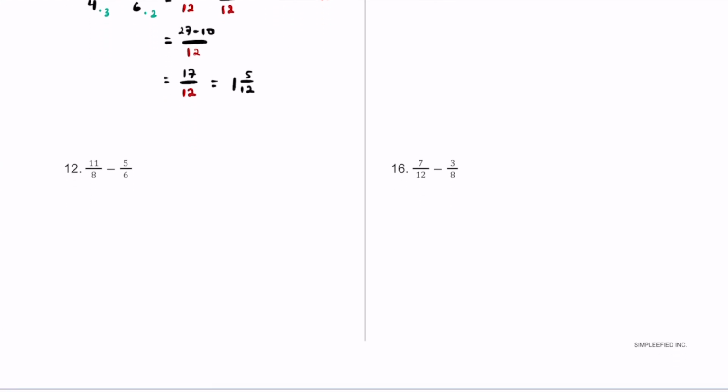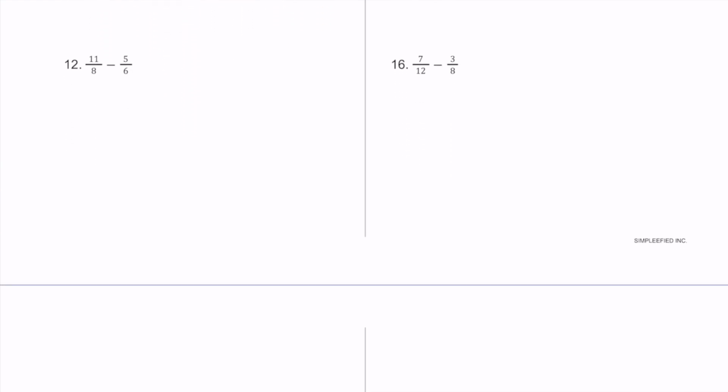For number 12, we have 11 over 8, and then we have 5 over 6. So let's see if we can find when 8 and 6 meet for the first time. They do have a common factor of 2. 2 times 4 is 8, and 2 times 3 is 6. Then we can multiply these on the outside. So 2 times 4 is 8, times 3 is 24. So the first time these numbers meet is going to be at 24.